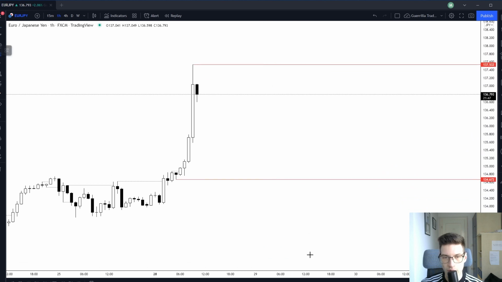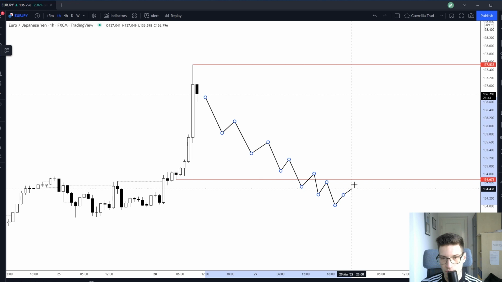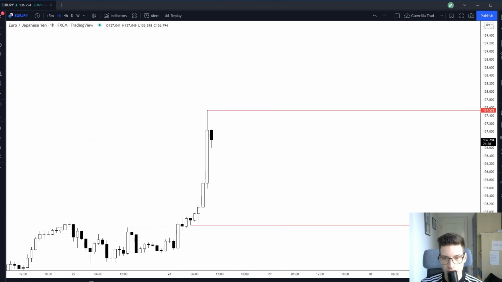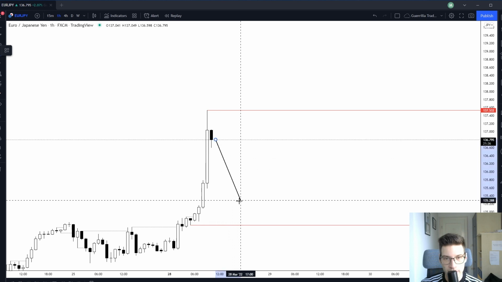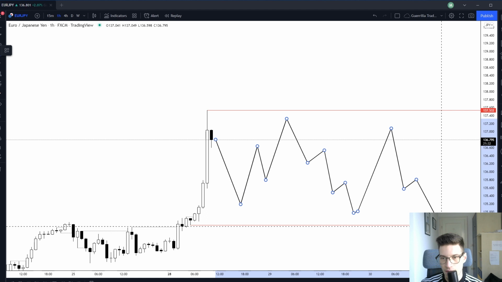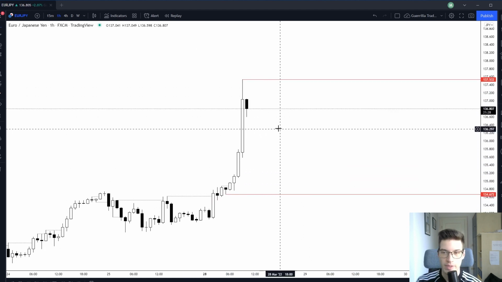So also we can start to form a descending structure, break the low, look for a reversal, and then a long trade. And we can start to have some volatility, something like this, because this is a huge move. So maybe some volatility will be in the market.